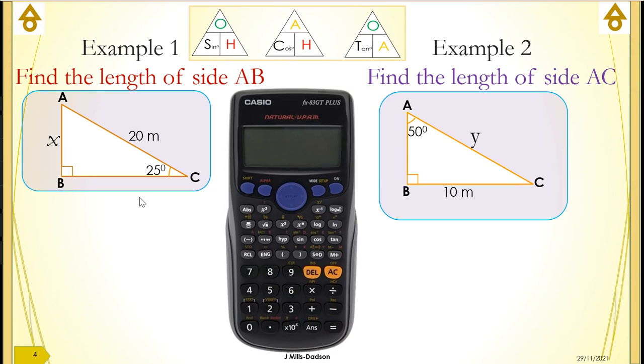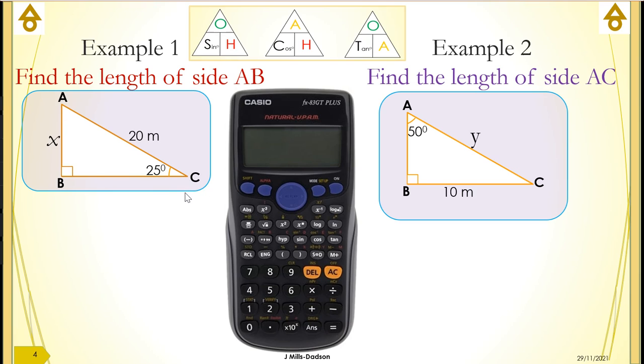So we're supposed to work out the length of side AB. First is to label the information, the sides, properly. We need the information for this side and information for that side. We don't need to label this side because there's nothing there that's going to help us.